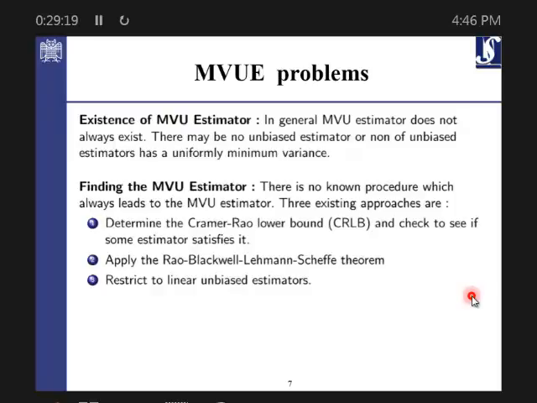And finding the MVUE estimator actually goes through 3 different things. One is that you have to define and determine the Cramer-Rao lower bound for your estimate and check whether you can find an estimator which satisfies this bound to give you the minimum estimate, at least to be within the Cramer-Rao bound. And these are the problems, and maybe you cannot find such an estimator for your problem.